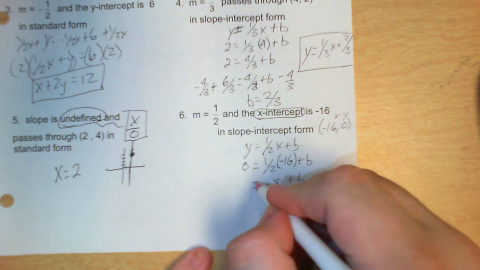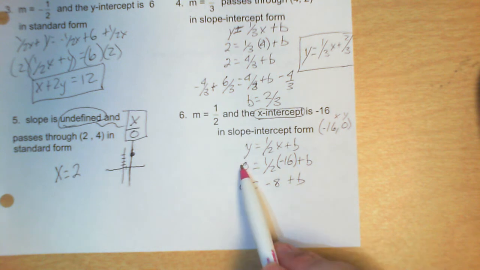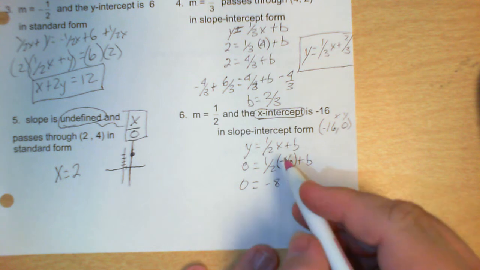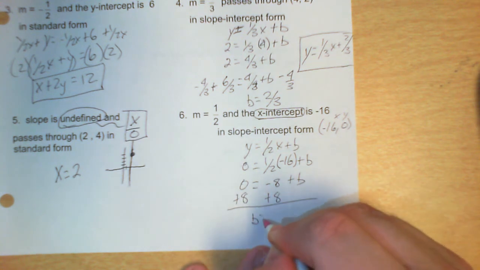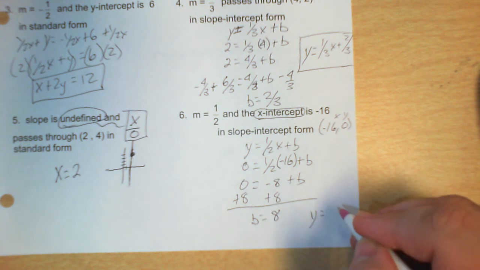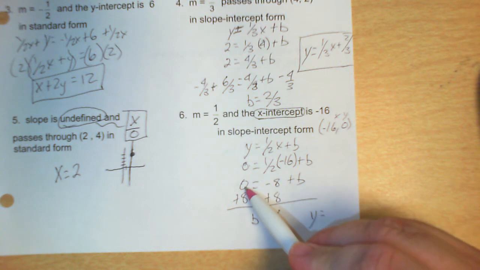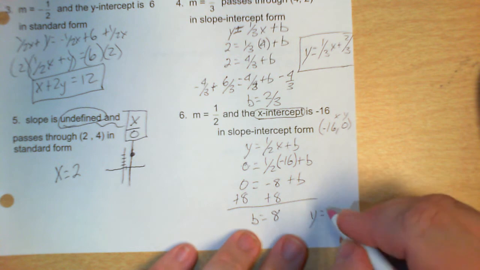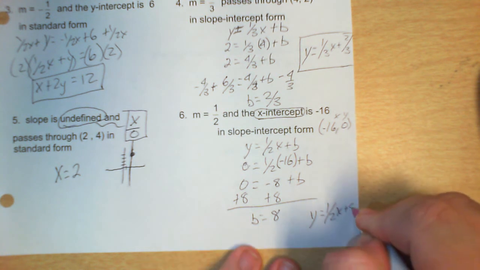Okay, so this equals 0. So what I did is I plugged in my point, negative 16 and 0. 1/2 of negative 16 is negative 8. Now I'm going to add 8 to both sides. B equals 8. So my equation of the line is y equals... is that a 0? Yes, that's a 0 right there. 0 plus 8. So y equals 1/2 x plus 8.